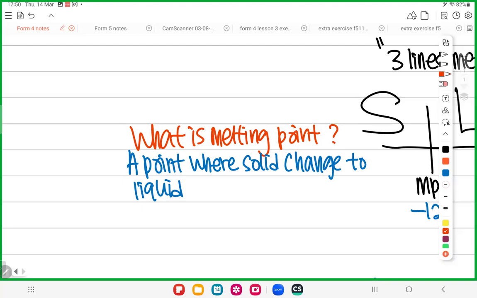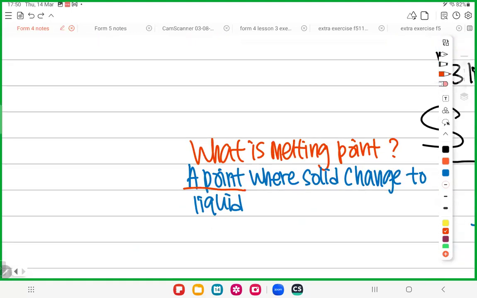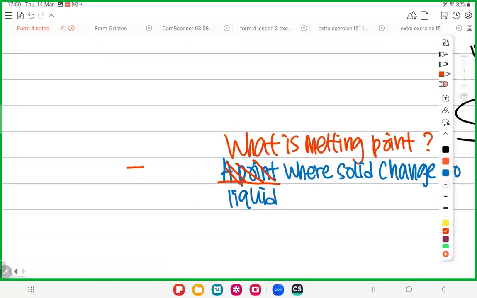So first of all, what is the problem here? The problem is these words. Melting point is not a point. Melting point is not a point. It's not like a point on a graph. No. Melting point is a temperature. That's why you see, what is the melting point for the substance? 70 degrees Celsius. What is the melting point for this substance? 87 degrees Celsius. Degrees Celsius, what is it? Temperature. So melting point is a temperature.